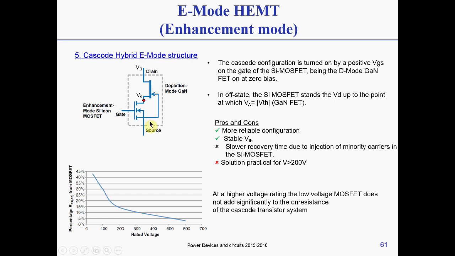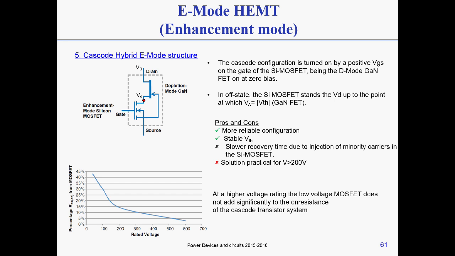But in this case, you are introducing a silicon MOSFET in the switching of the whole configuration. So the silicon MOSFET will have some time associated to the turn on and turn off, so you lose the advantage of the fast switching associated to the GaN. So it's not one of the best solutions. Not one of the favorites, at least.